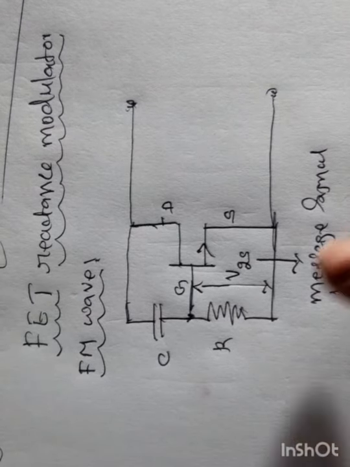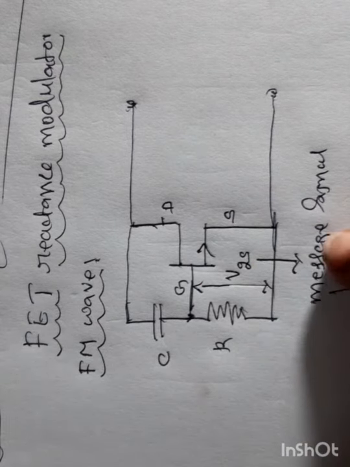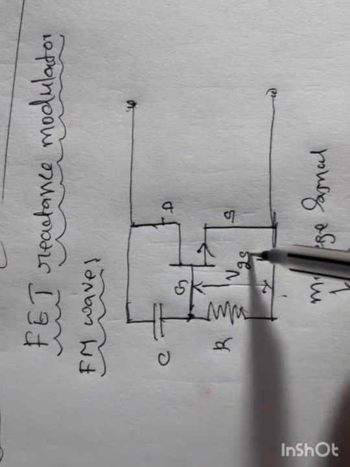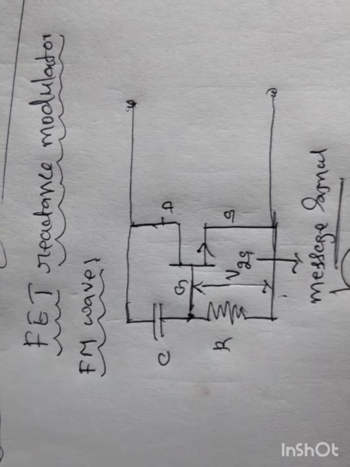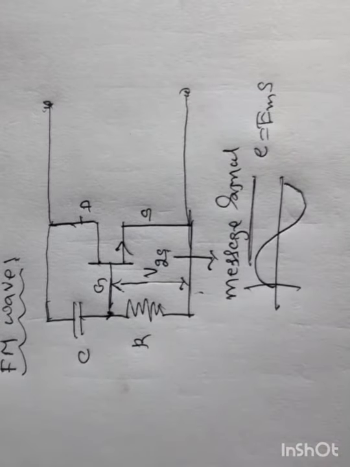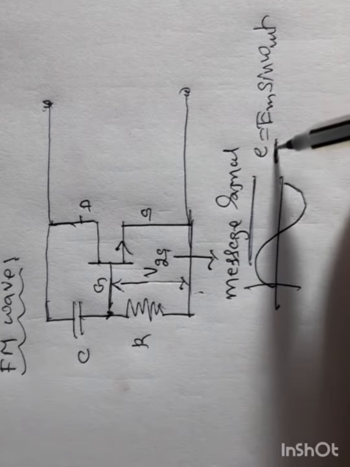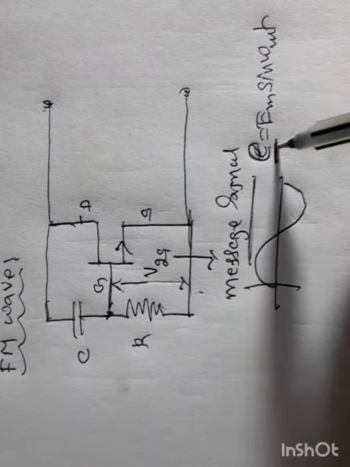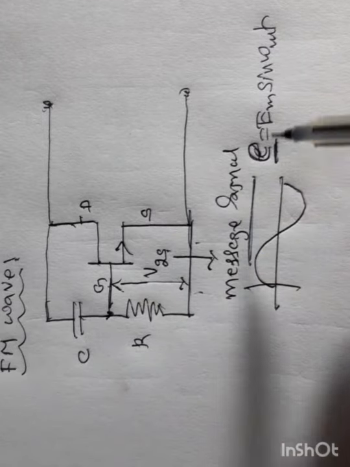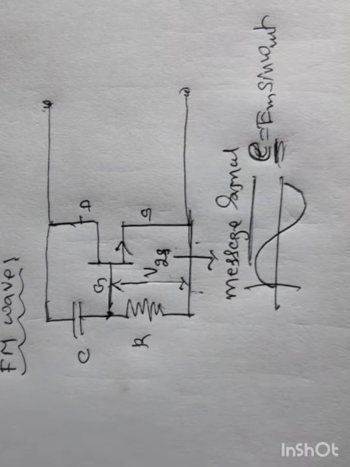This AC voltage applied here is of low frequency. Therefore, it is the message signal. Here, the gate source voltage means the message signal. The message signal is represented as e equals Em sin omega m t. Since this e is applied between gate and source, instead of e I will call this VGS, the gate source voltage.